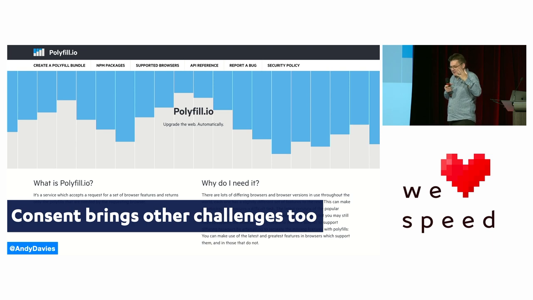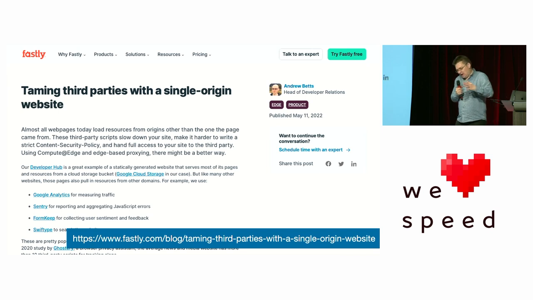Consent brings other challenges too. Quite a few sites use polyfill.io to polyfill for old browsers, for APIs that exist in new browsers and don't exist in older browsers. And there's a bit of a challenge here. You could argue that this is legitimate consent. But again, some things we can do to help with that is we could proxy polyfill.io using our CDN. And Andrew Betts of Fastly wrote an article that talks about how they do that for some third parties on Fastly.com. I think they talk about how they do it for Google Analytics, for example.